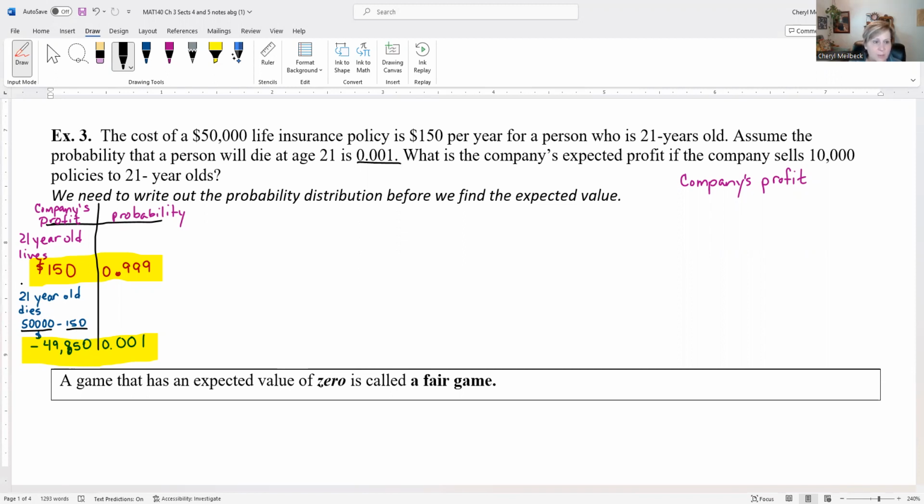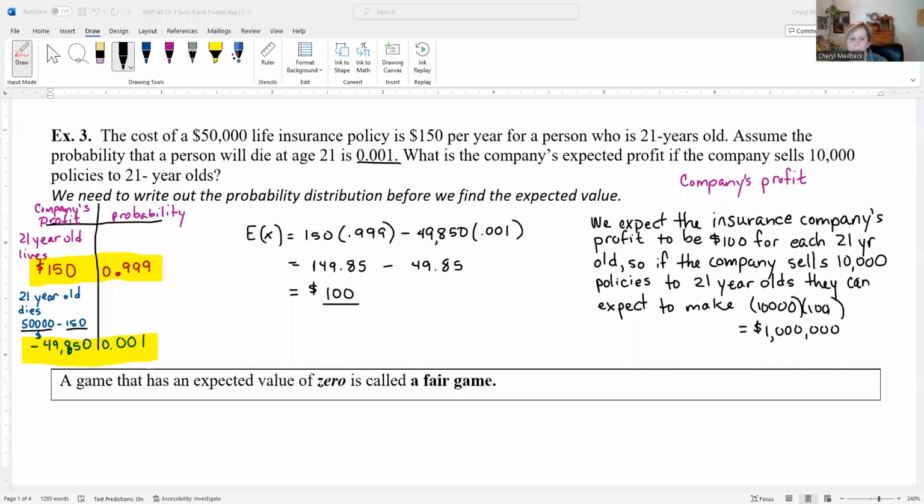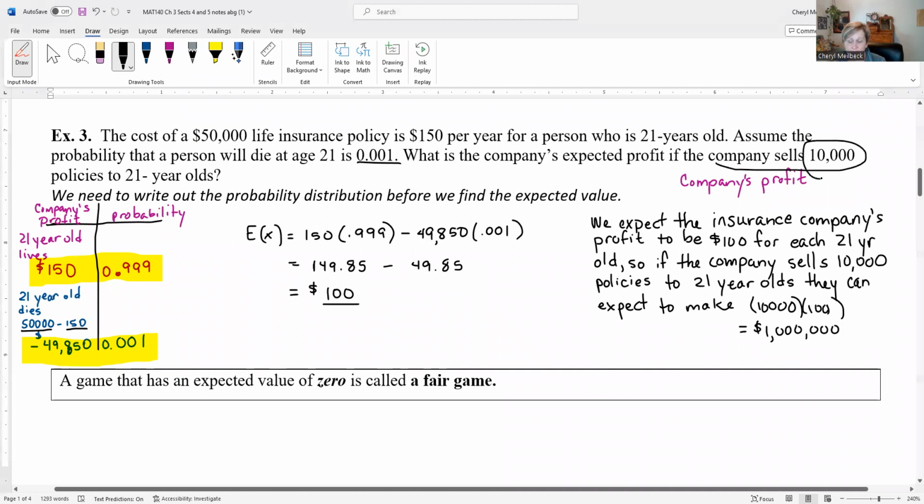Let's go ahead and calculate that expected value. So calculating this, we should get $100 per 21-year-old's policy. So we expect the insurance company's profit to be $100 for each 21-year-old. So this question asked, what would the profit be if the company sells 10,000 policies? So we say, if the company sells 10,000 policies to 21-year-olds, they can expect to make 10,000 times 100 or $1 million. All right. So those are a couple of examples using expected value.